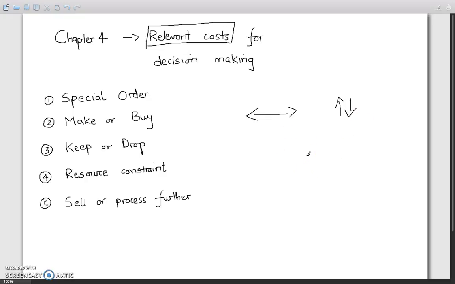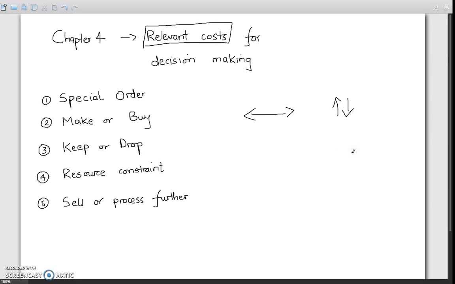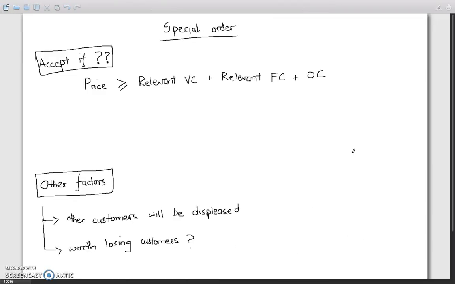With that being said, let's move on to the first decision that you may have to make as a manager, and that is a special order. A special order is when you want to accommodate a one-time order. For example, you're running a carpet business and this guy comes in and says, can you make 1,500 carpets for me before whatever date he gives you? He's going to give you the price that he's going to pay for those 1,500 carpets. You're not going to tell him what you're going to charge him. He's going to tell you the price beforehand.